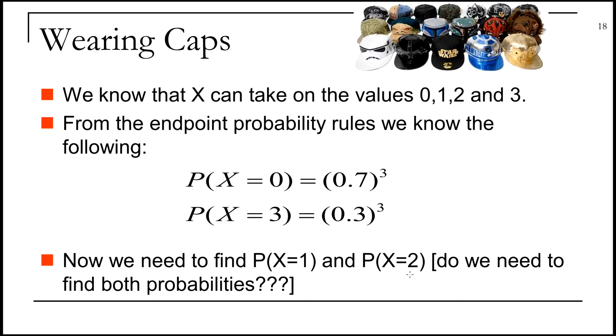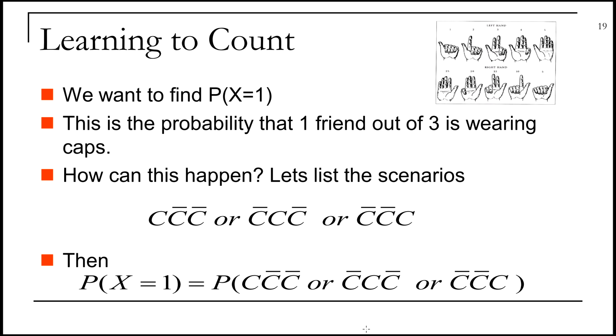And we actually say, do we need to find both of those probabilities? No, because all of them sum to 1. So we need to find one more. And then once we get one more probability, we can find the last one because we know they all have to sum to 1. Well, if we look at this, let's learn how to count.